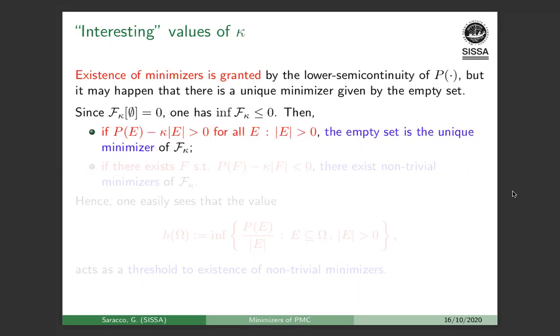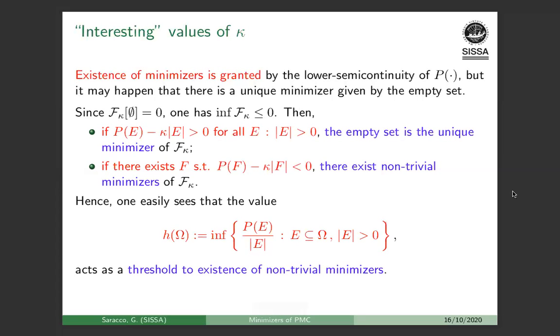Conversely, if there is at least one set F such that it has strictly negative energy, then you have the existence of non-trivial minimizers. Then from these two inequalities, you can actually see that there is a threshold value of k, of kappa, which decides whether or not there exist non-trivial minimizers. And this value is the Cheeger constant of the set omega, which is defined as the infimum among all subsets of omega with positive mass of the ratio perimeter over volume. And this, as I told you, acts as a threshold for existence of non-trivial minimizers.